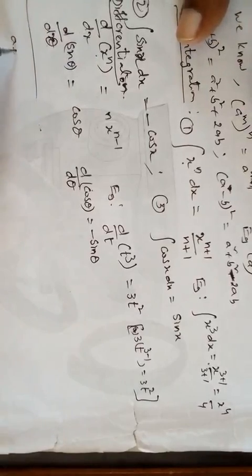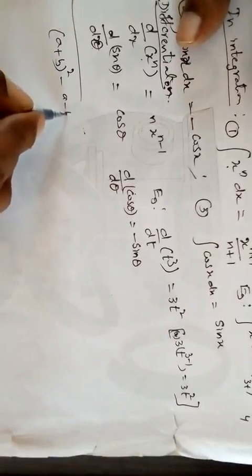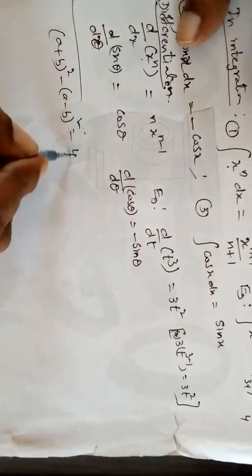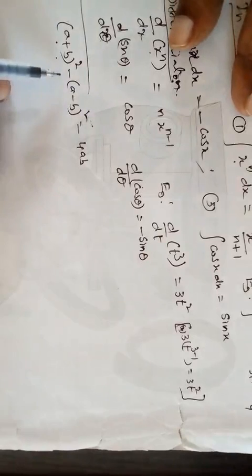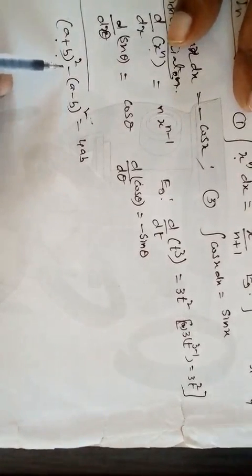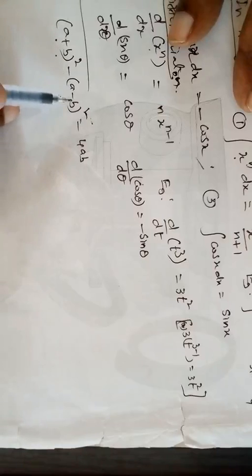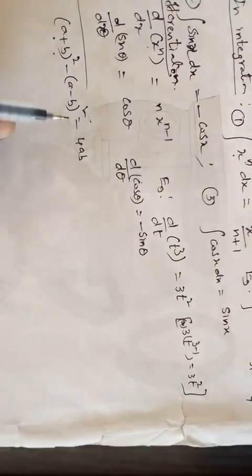You only have to apply these formulas in the numerical. Here in algebra, the formula is (a plus b) whole square minus (a minus b) whole square is equal to 4ab. We know (a plus b) whole square is a square plus b square plus 2ab. Here it is a square plus b square minus 2ab, but here minus is there, so minus a square and minus b square get cancelled, so plus 2ab plus 2ab, you will get plus 4ab. If you solve it, you will get this. So we are going to use these formulas.